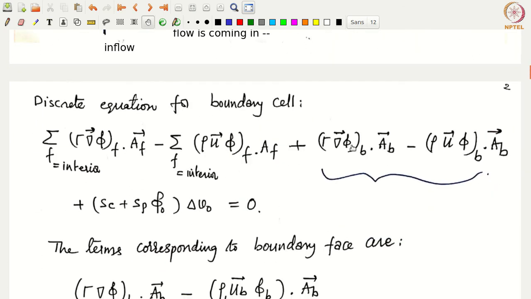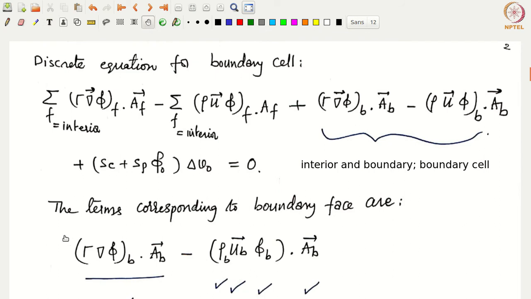If I write the boundary face here, you have gamma grad phi b dot ab bar minus rho u phi b dot ab bar. This is only for the boundary cells. Plus we have the source term, that is SC plus SP phi 0 times delta V, equal to 0. So this is our original regular equation, but written with the interior and the boundary terms separated out. This is basically written for a boundary cell.